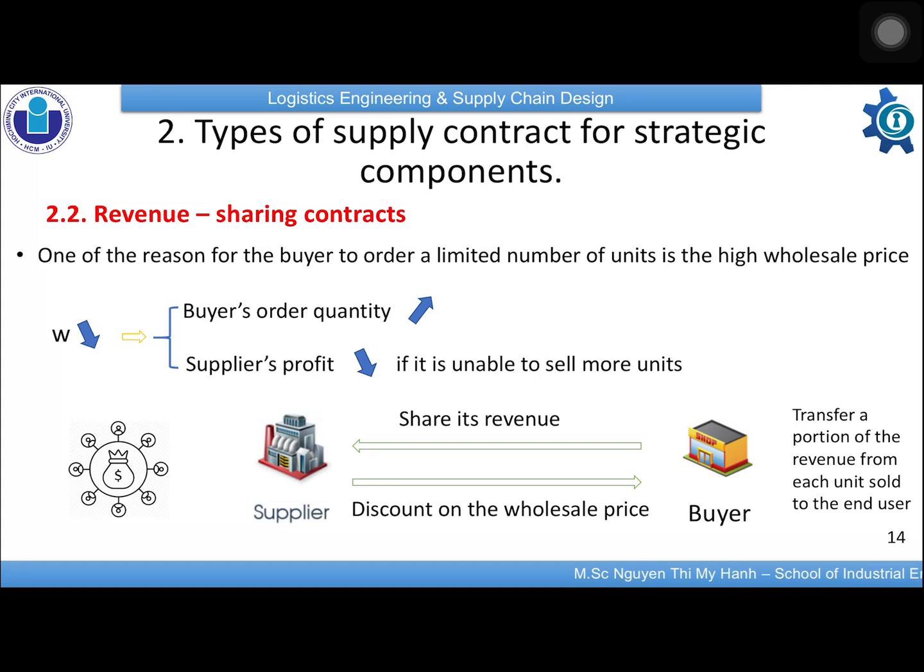And the second reason for the buyer to order a limited number of units is the high wholesale price. So when the wholesale price decreases, what will happen? When the wholesale price decreases, the buyer will have an incentive to increase the order quantity.